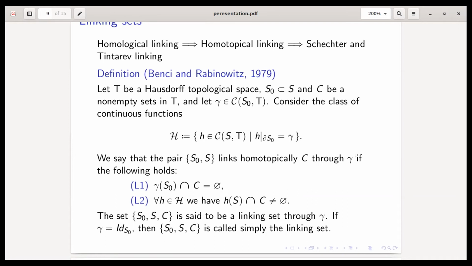Sorry, what is H calligraphic here in the condition L2? Okay. Yes, this is a space of continuous functions, such that the restriction of H to the boundary of S_0 is the given function.